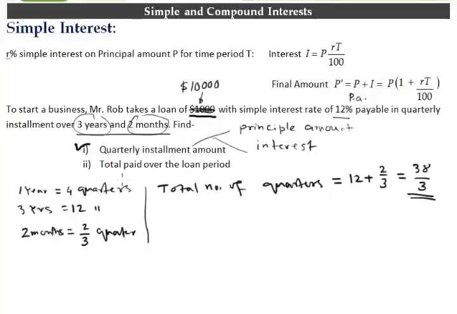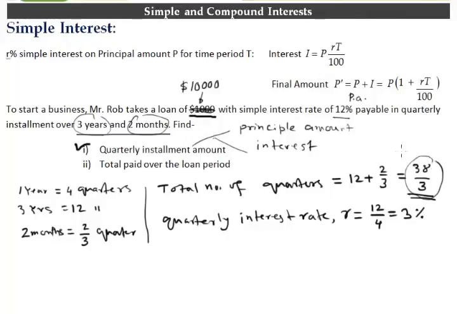Okay, now 12% interest is per annum. So what will be the quarterly interest rate? The quarterly interest rate R will be 12 divided by 4, because this is per year and there are 4 quarters in a year. 12 divided by 4 means 3%. So the quarterly interest rate is 3%. There are this many quarters.